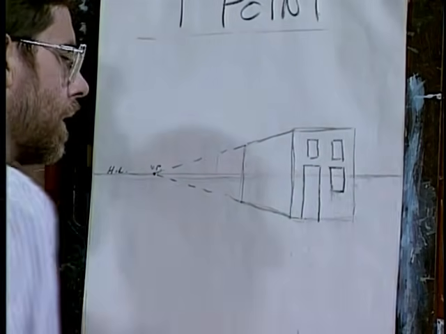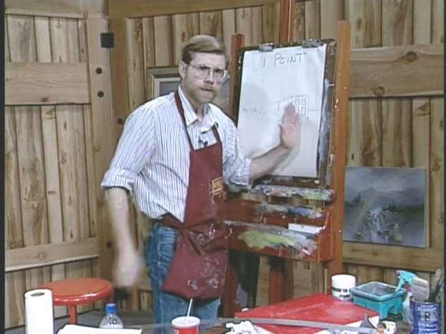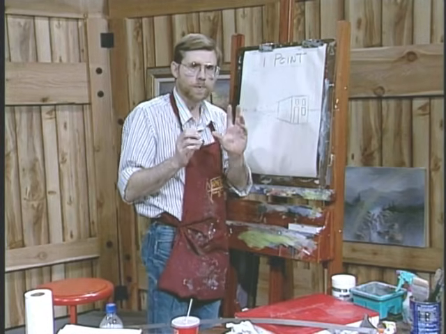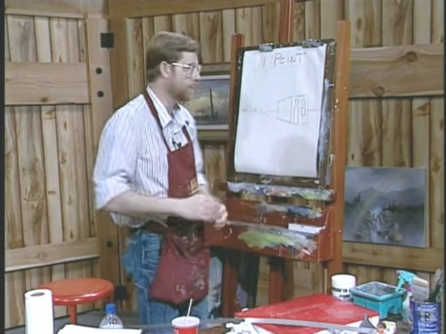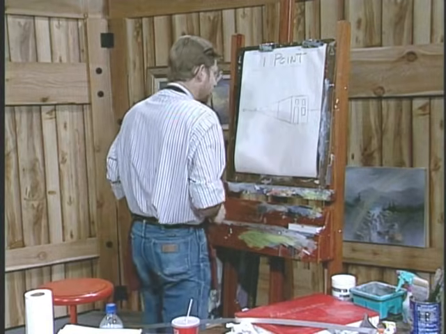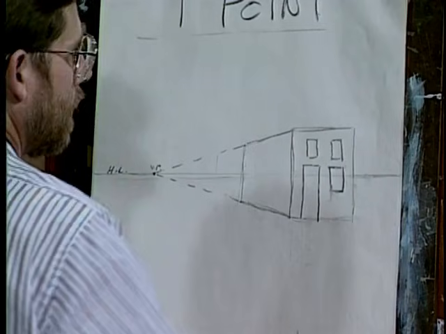Okay, everything is square. That's easy to figure out. So always know that when you're doing one-point perspective, the front of your building is going to be square. Easy to fix because everything's opposite and parallel. Now, to do the top of the building, all you do is this.